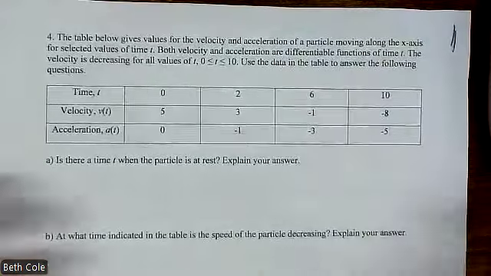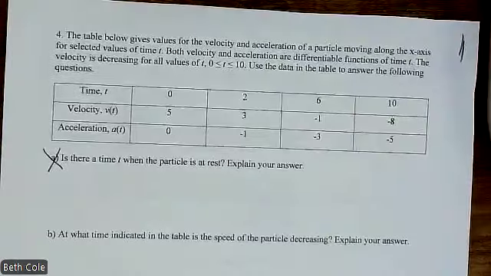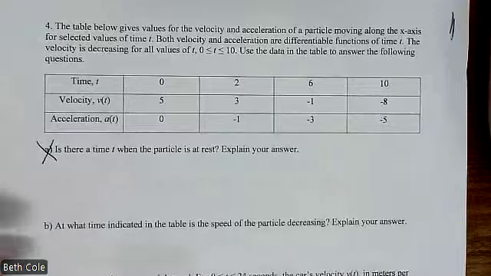All right, this time, instead of being given a graph or an equation, we have this table. We're actually going to skip A. I don't know why I threw that on there. We haven't covered that yet, so just scribble out A for right now. We're just going to do B for this one.